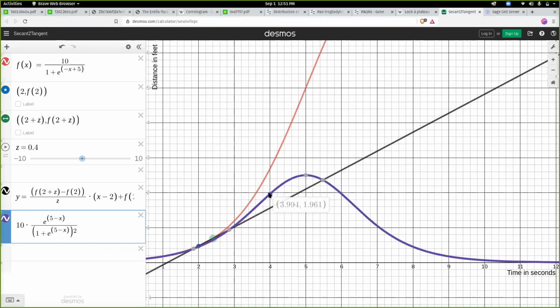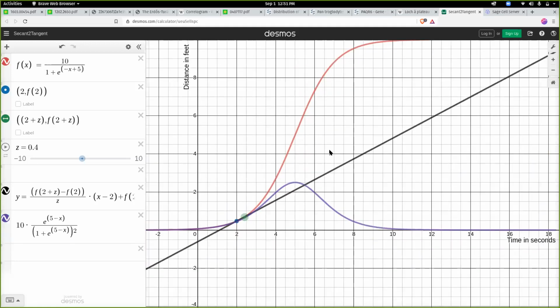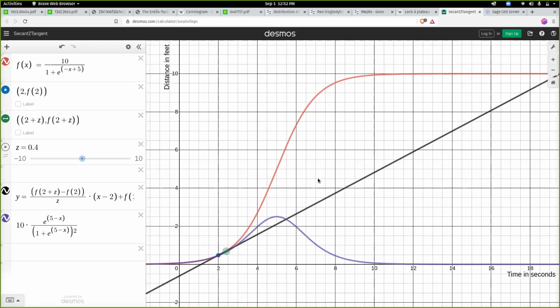So at time t equals 4, the speed of the ship is practically 2, right? It's about 2 feet per second. You can ask yourself, how fast does the ship ever go? The fastest the ship ever goes is about 2.5 feet per second, and that happens exactly at time t equals 5. So this is calculus 1 in a nutshell.